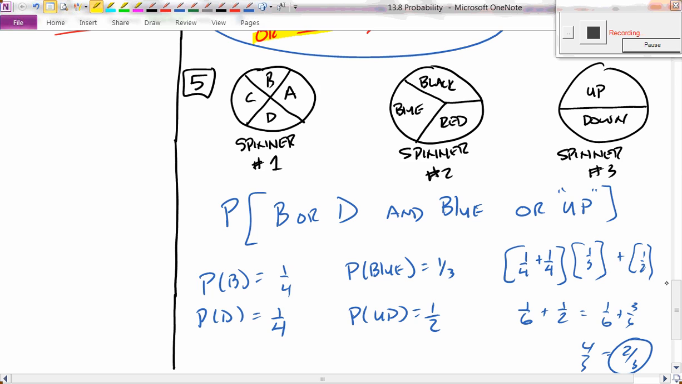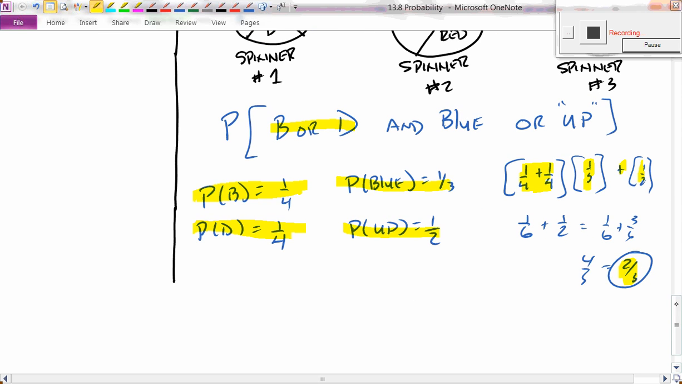Then we went on to talk about the spinner problems. I gave you an example with 3 spinners, spinner 1, spinner 2, spinner 3. I think the question was, what's the probability of getting a B or a D, and a blue, or an up? We found the probability of B, the probability of D, the probability of blue is a third, and the probability of up is a half. So for B or D, we added those probabilities together, 1/4 plus a third, and for blue, we multiplied times that, and then for or up, we added finally the 1/2, and I think we got 2/3 as an answer.